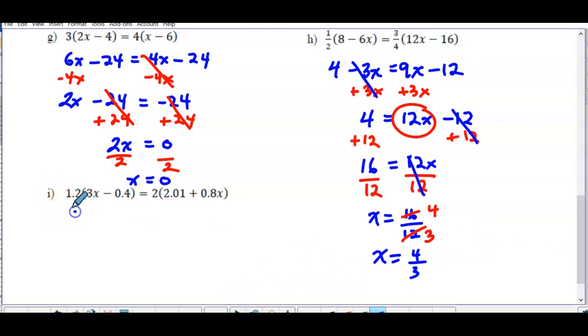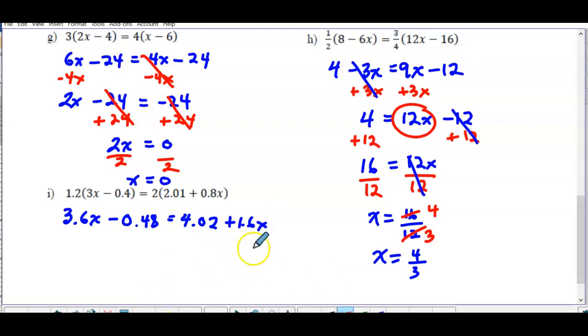And then this has decimals. So if you're not sure, you can use a calculator. But 3 times 1.2, well, 3 times 12 is 36, so this would be 3.6x. And then 1.2 times negative 0.4. So you can think about 4 times 12 is 48 with 2 decimal places, so it should be minus 0.48. But you can use a calculator if you need to. 2 times 2.01, well, that's really doubling 2.01, which would be 4.02. And doubling 0.8, which is 1.6x.